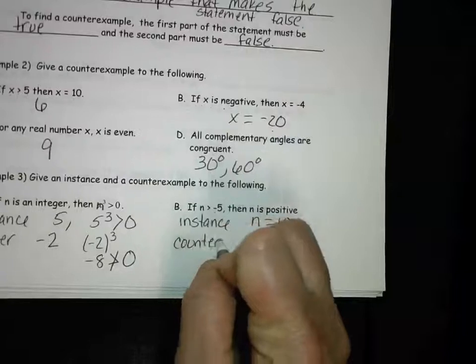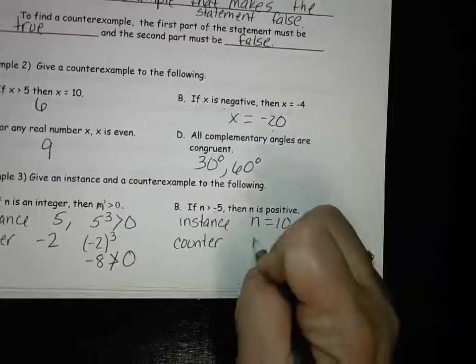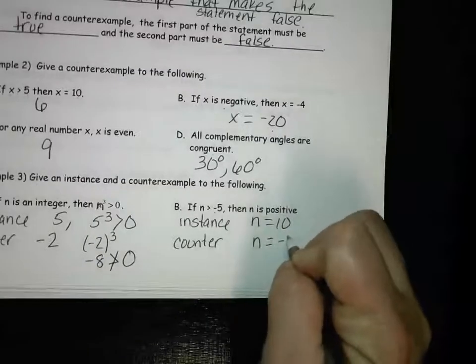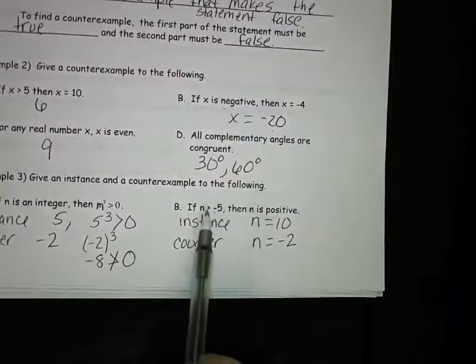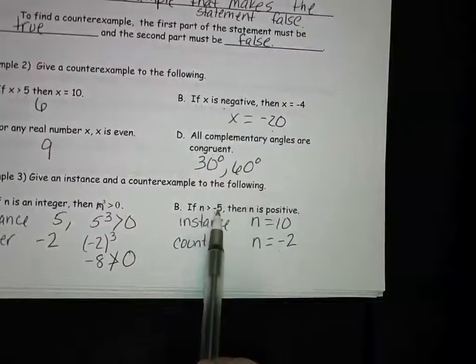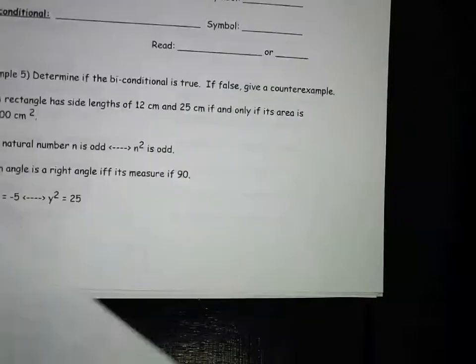And for our counterexample, if n is greater than -5, then n is positive. Our counterexample would be -2. -2 is bigger than -5, but -2 is not positive.